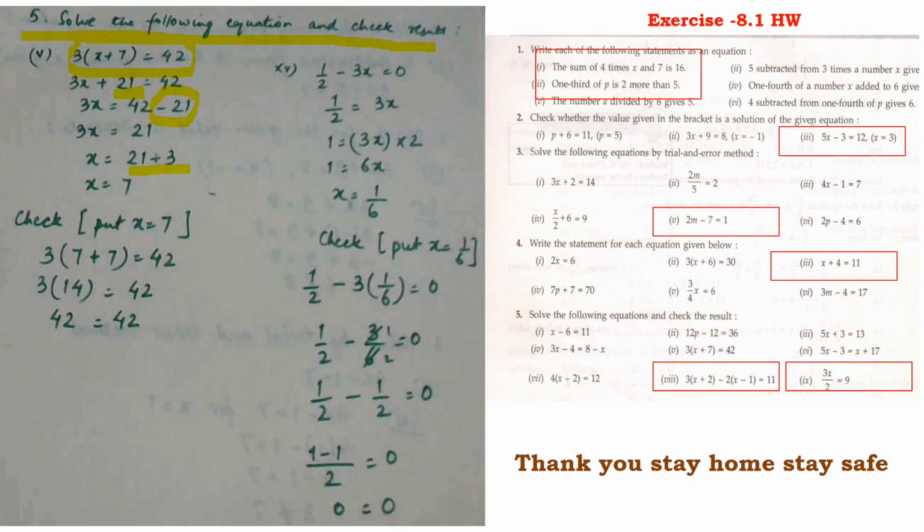And to check, we will put x equals 7. Let us see, 3 in the bracket 7 plus 7. 7 plus 7 is 14 and 14 into 3 is 42. So yes, our answer is correct. Fine. In the same way I am doing question number 15, subpart 15th also. Half, 1 by 2 minus 3x is 0. When you solve for x, you will get the value of x as 1 by 6. And to check, we will put the value of x as 1 by 6 and you will see that it is satisfying the equation. So our answer is correct.